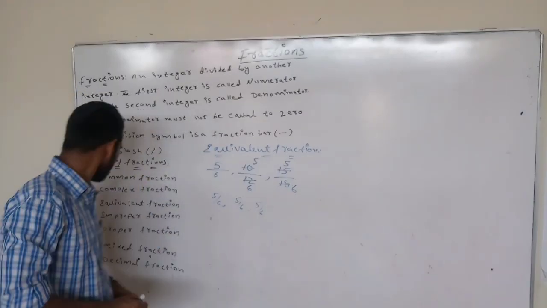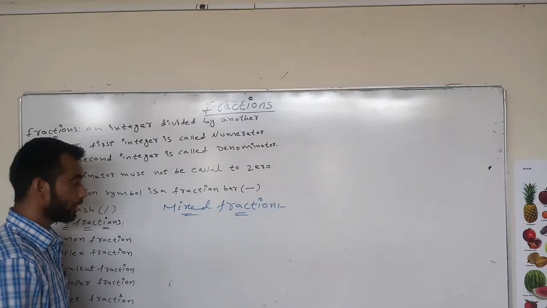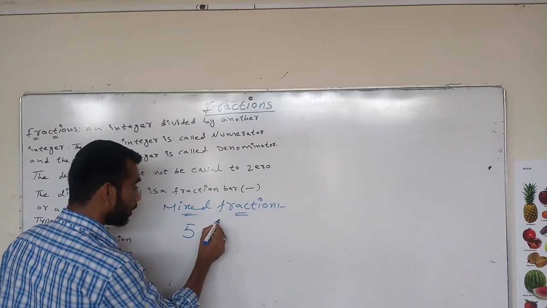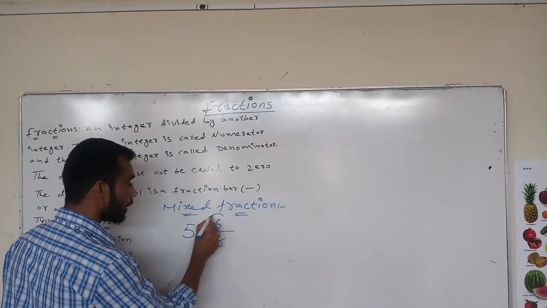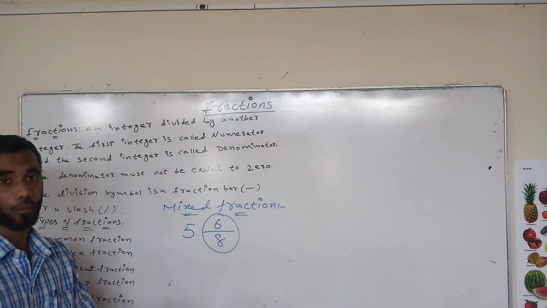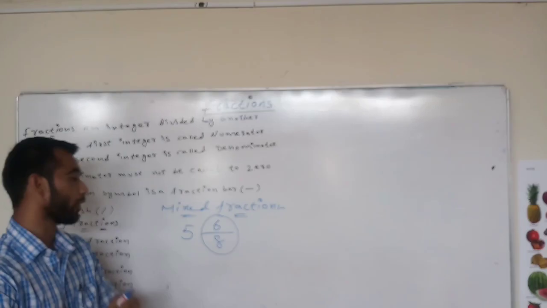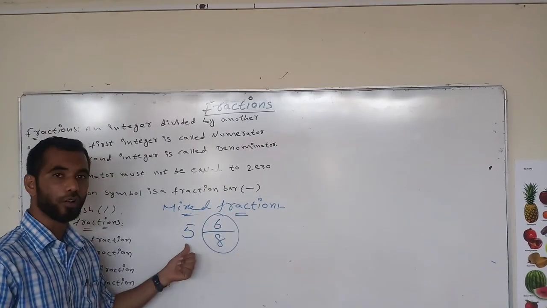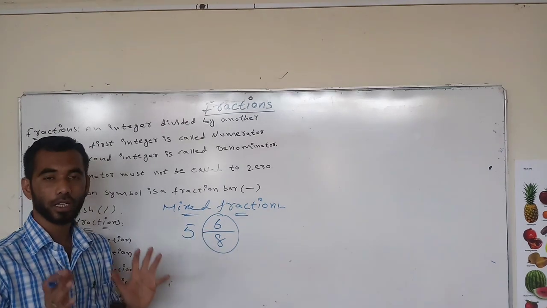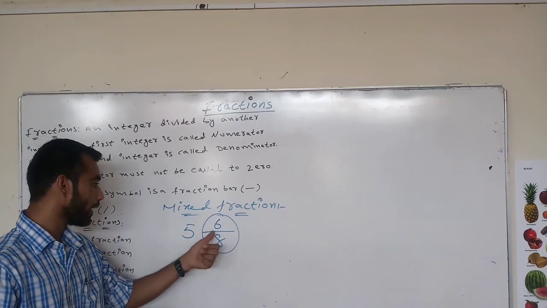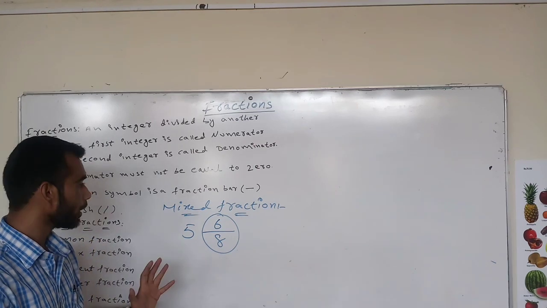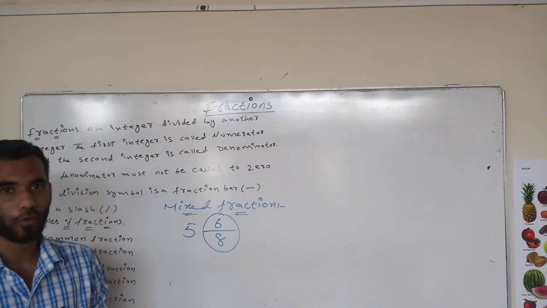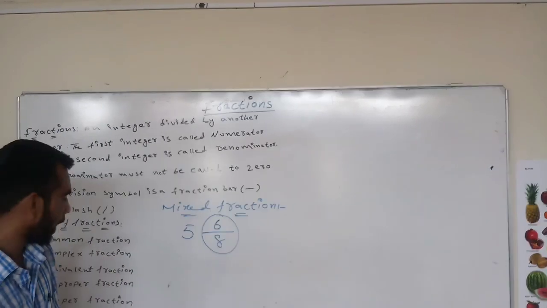Next, what is a mixed fraction? Whole with the proper fraction. Remember, it should be a proper fraction. Then only it is called a mixed fraction. Here 5 is the whole and 6 by 8 is a proper fraction. What is it? Mixed fraction. What is the definition of the mixed fraction? Whole with the proper fraction is called a mixed fraction.